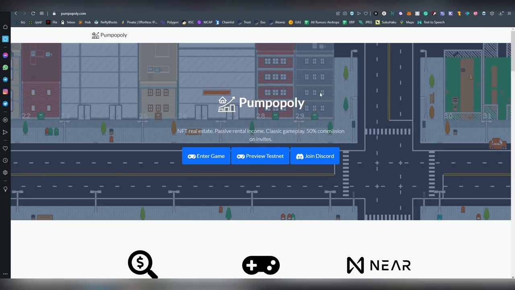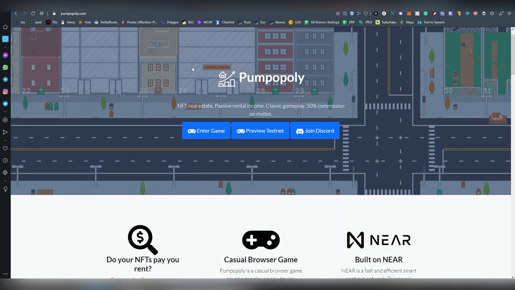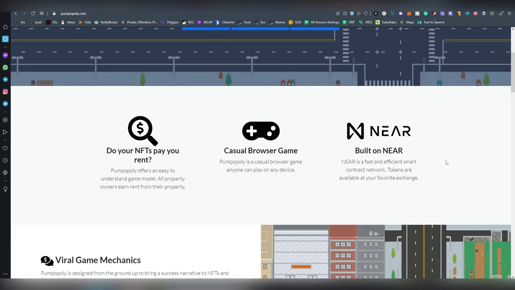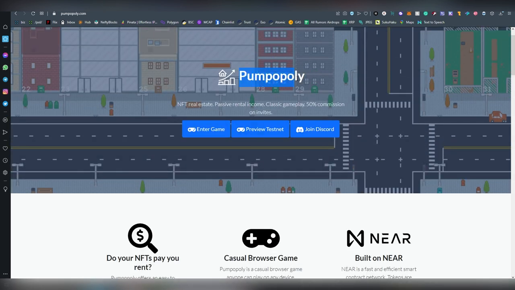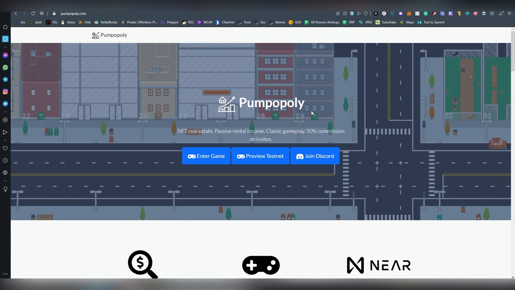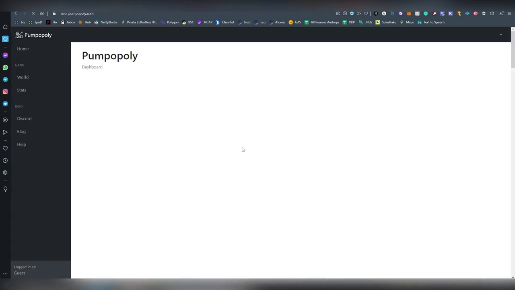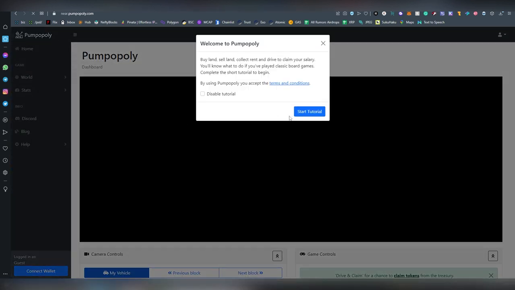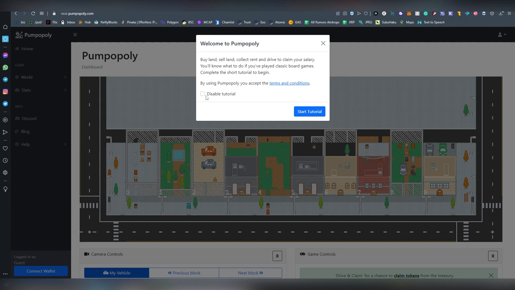This is actually done by a friend of our community, and this one is called Pumpo Poly. This is on the Near blockchain. It's a very simple form of a game. The name comes from the Monopoly game. I mean, most of you have played that board game. It's pretty much one of the most played board games around the world after chess and all of these traditional types of games. And the way it works is that you are able to buy different types of estates. And there's, by the way, an inbuilt tutorial here in case you want to go through that.